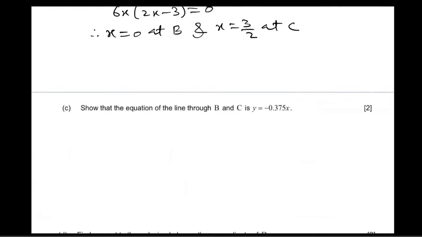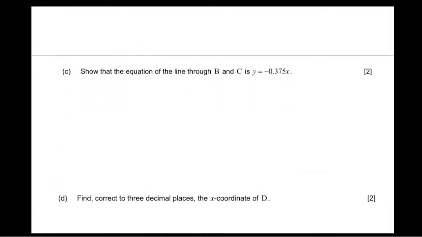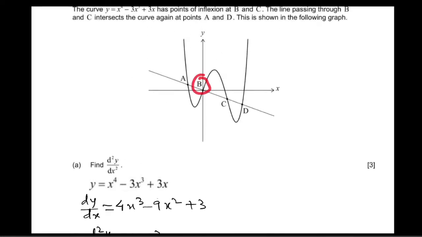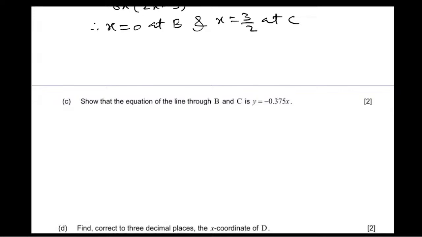Right. Now, second part we have done. Third part, C part says, show that the equation of the line through B and C is this. Look here, equation of line through B and through C. Because B lies at the origin, the line is passing through the origin, therefore y-intercept will be 0, right? We will have only the gradient. So equation is of the form y is equal to mx, right?